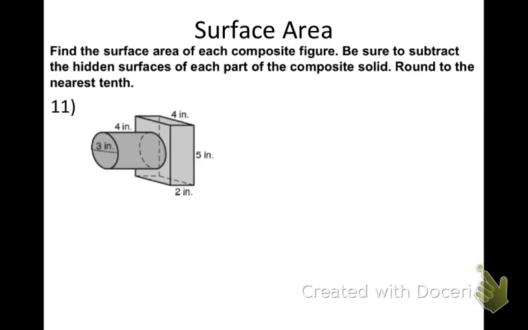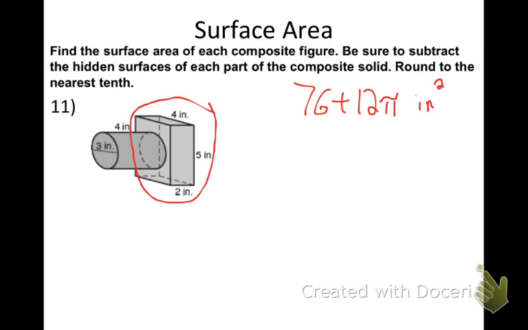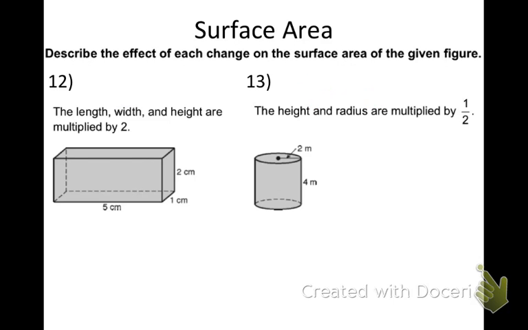76 plus 12 pi. So it came out to be 76 plus 12 pi inches squared. Nice job. Okay, so there's review of number 11 there. And again, what would you do? You'd find the surface area of the prism and then add the surface area of the cylinder. Well, what we're going to talk about today now is those dimensions.